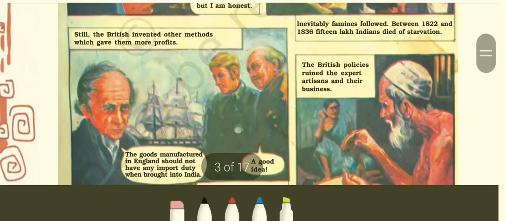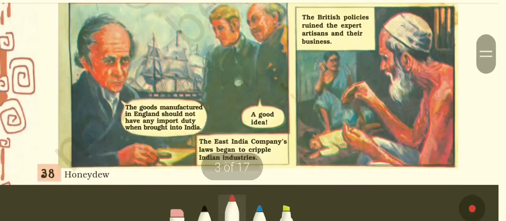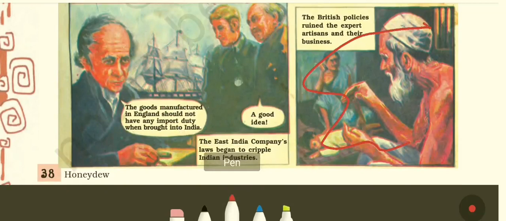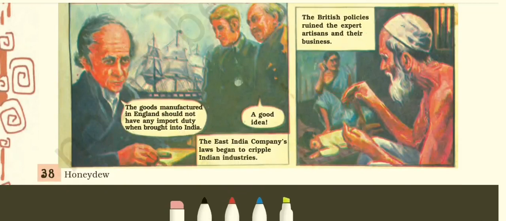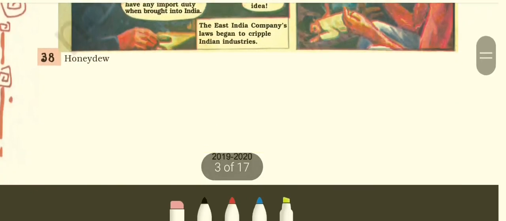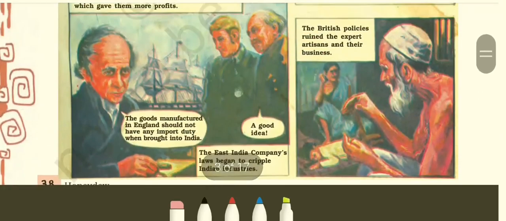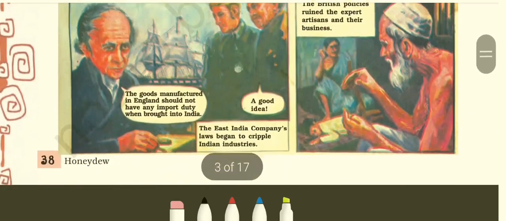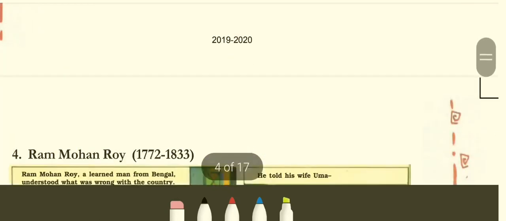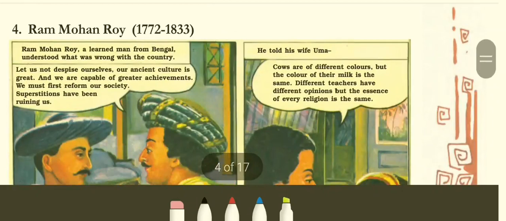The British policies ruined the expert artisans and their business. There used to be some expert artisans who were famed for making designer clothes, zari, this and that. We call them by various names, isn't it? Bandana, zari, any other form of artistry. Now, British policies kind of ruined them. They had nothing to eat, and then they had to starve and die or run out of business.